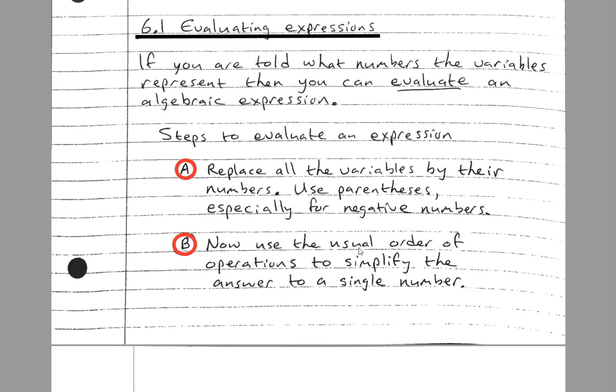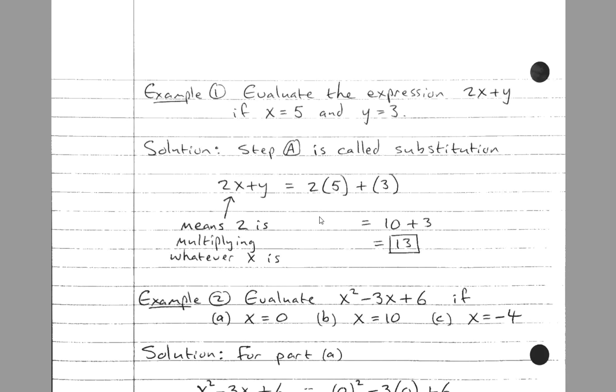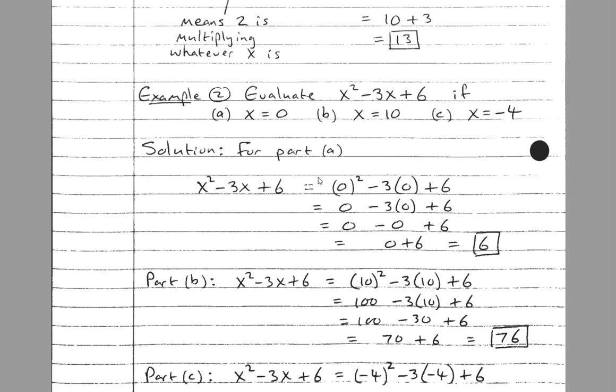Okay, so we're just using these 2 steps. Substituting first using parentheses, and then order of operations to get the answer to a single number. Okay, that's the 2 steps to evaluate. Okay, part B. Yeah, so this x is a variable, emphasizing here that x could be any number. Part B, we're saying x equals 10. So if x is 10, what does this evaluate to?